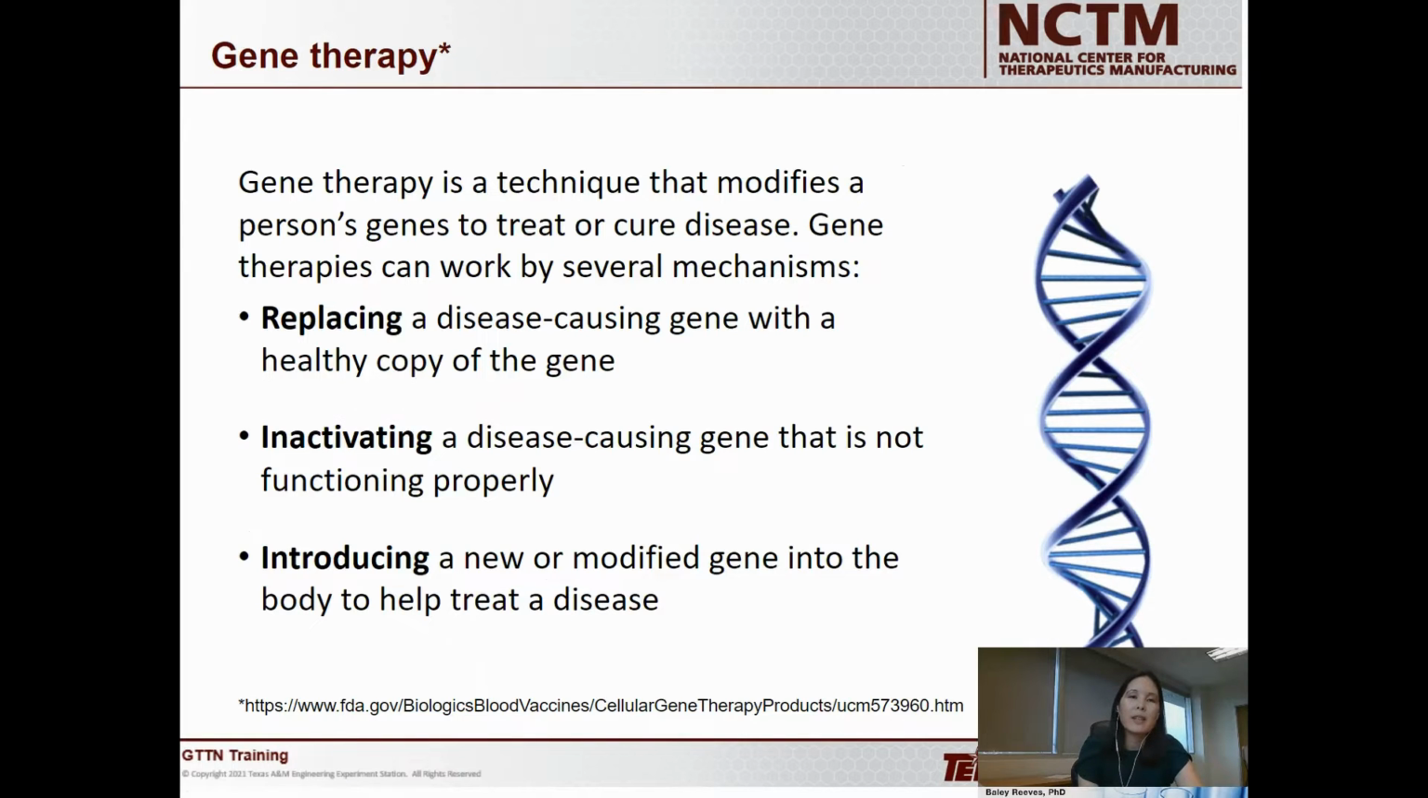So gene therapies, generally defined, are a technique that modifies a person's genes to treat or cure disease. So there are different ways that we can do this. We can replace a disease-causing gene with a healthy copy of the gene. If you have a gene in a patient that is maybe upregulated unintentionally or causing other issues, you can try to inactivate a disease-causing gene. And then the last way that you can approach gene therapy is by introducing a new or modified gene into the body to help treat a disease.